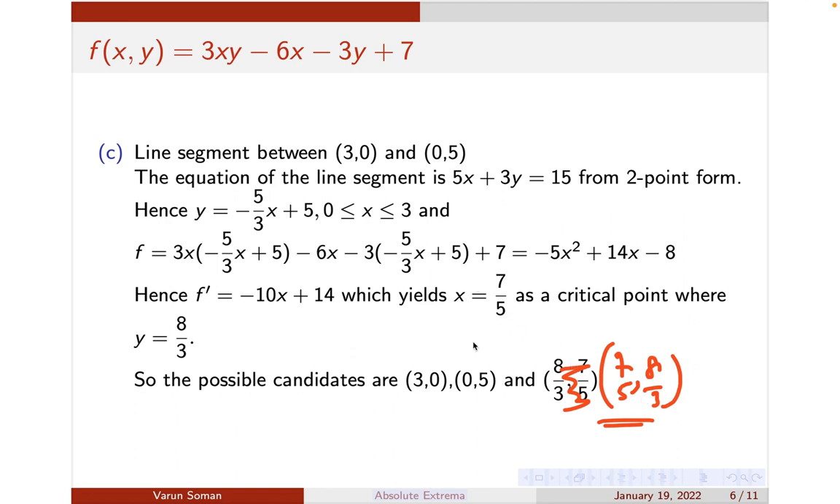And also you have to write the endpoints here. Now our table is complete. You have checked all the interior points, all the boundary points, and we also have included all the corner points.